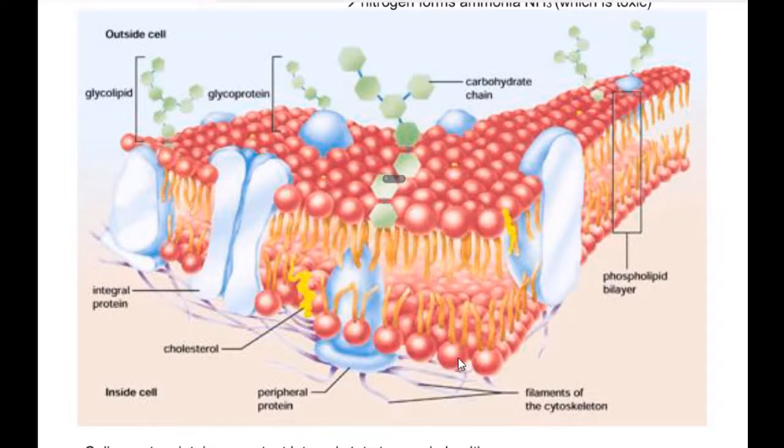And that's what forms the double layer, because these heads are also attracted to the water on the inside of the cell, in the cytoplasm. These heads are attracted to the water outside, and then the tails both go to the inside in order to get away from the water. Hydrophobic tails, hydrophilic heads.